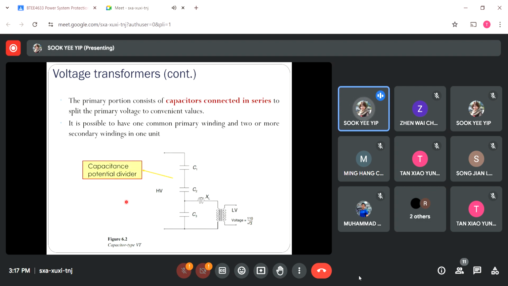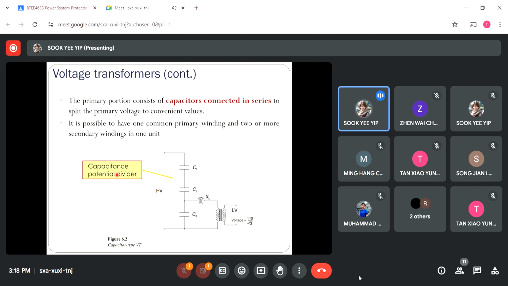If you look into these figures, you will notice that the capacitor type of voltage transformer actually makes use of the capacitive potential divider rule. So check out here, this is the primary winding. This is the secondary winding. The primary winding will connect with a number of capacitors that are connected in series, and then the secondary winding here will connect with another iron transformer here.